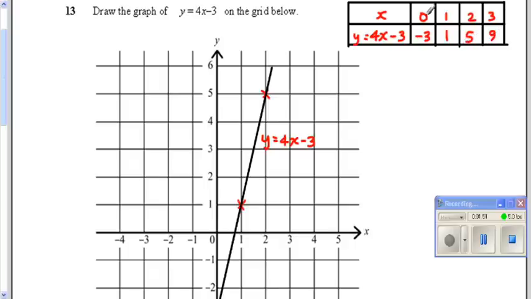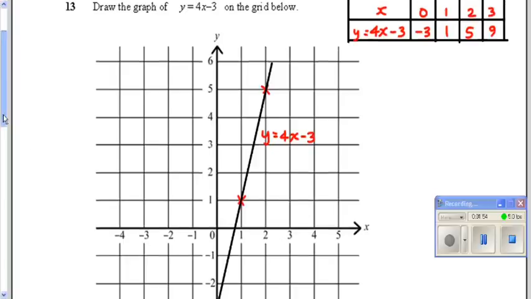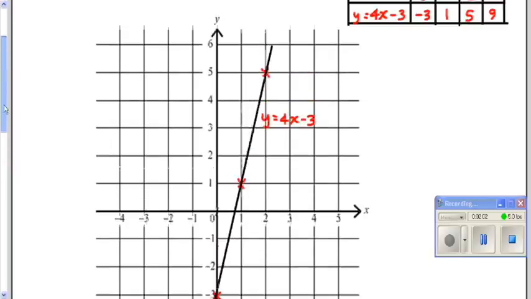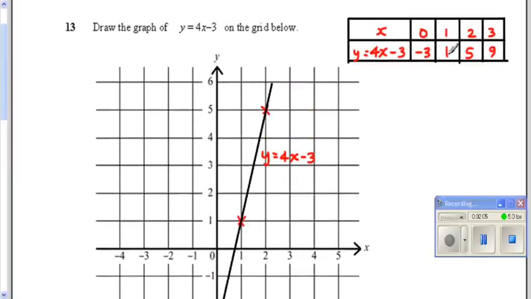So start off with x is equal to 0 and y is minus 3. So our first point is there. Next point is x is 1, y is 1. So we go along to 1 on the x-axis and up to 1 on the y-axis. We mark our point there. Third point, x is 2, y is 5. So we go along to 2 on the x-axis and up to 5, and we mark our point there. You can see x3, y is equal to 9. We haven't got enough room on the grid to plot that, but it's way up here somewhere.